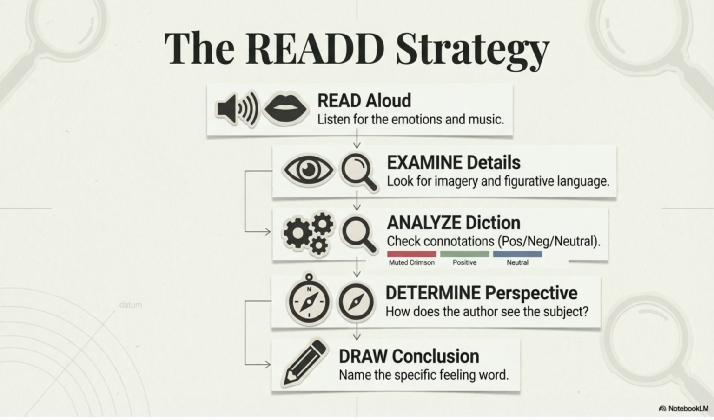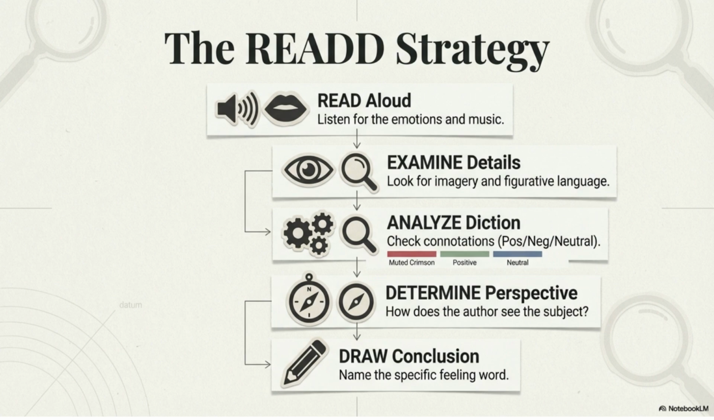The READD strategy is a step-by-step method for identifying an author's tone by analyzing how language creates meaning. First, read aloud and listen for the emotion or music of the text. The way words sound together often hints at the author's attitude. Next, examine details by looking closely at imagery and figurative language that stand out or repeat.